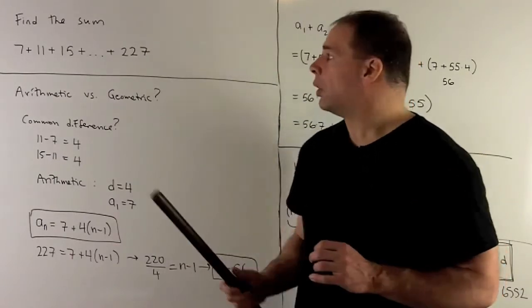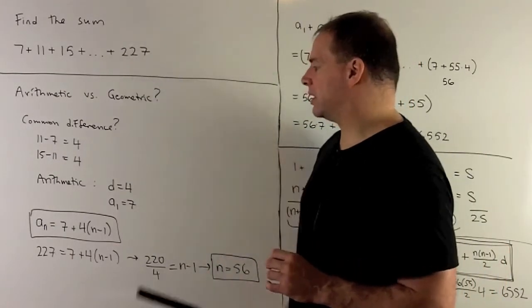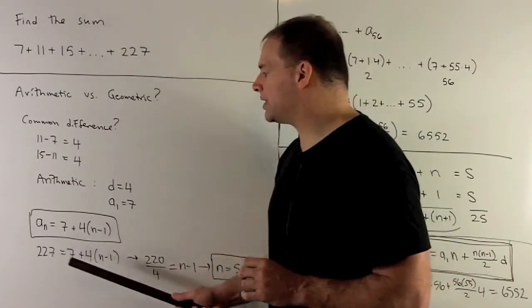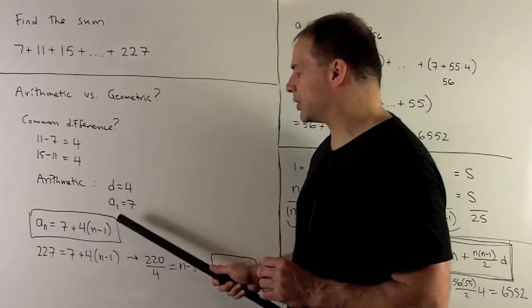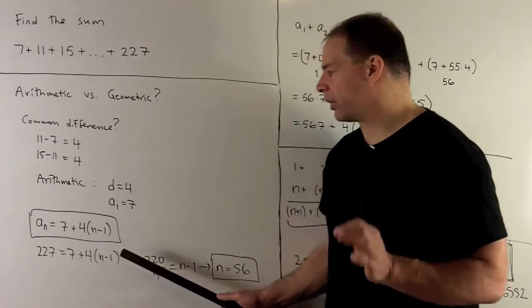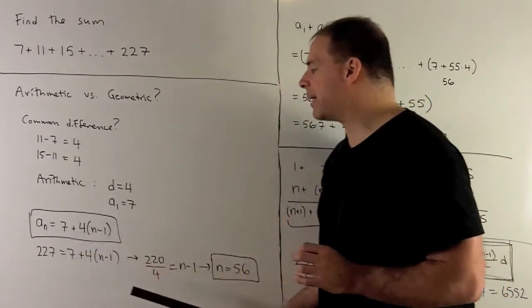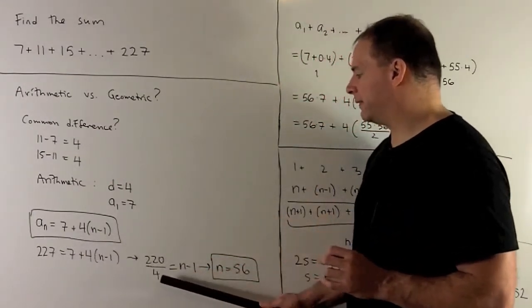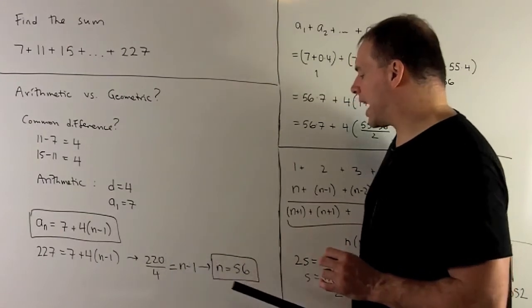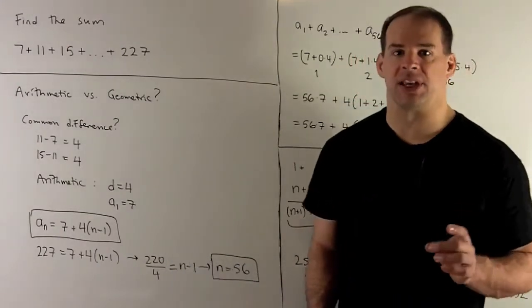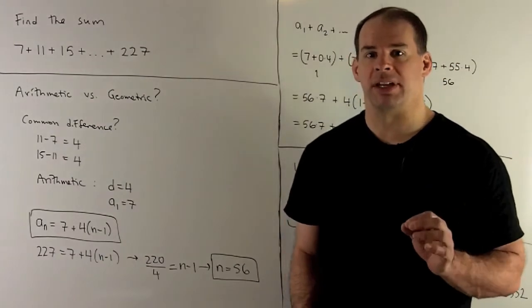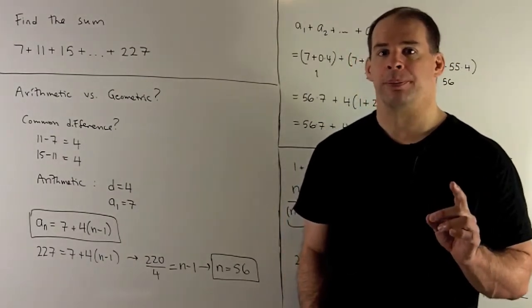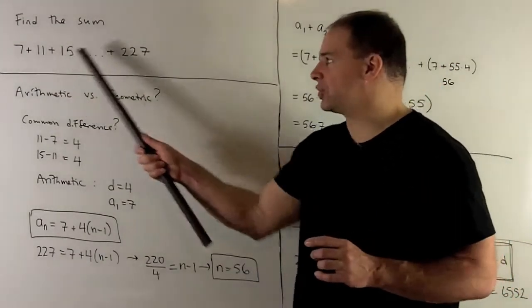So let's figure out what number term 227 is. I'll set 227 equals 7 plus 4 times n minus 1, and then we solve for n. I'll move the 7 to the other side, divide by 4 gives me 55, push the 1 to the other side, and we get n equals 56. So 227 is the 56th term. That means we have 56 terms on the board.